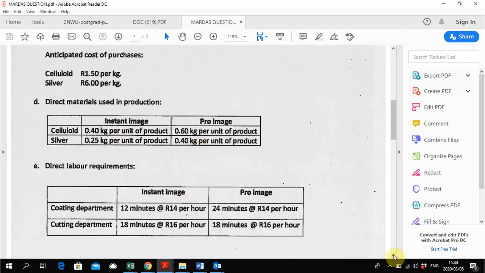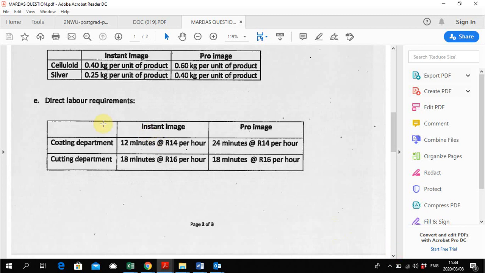Then there's also some direct labor requirements. There's two departments, a coating and a cutting department, and they've indicated to you now that it's minutes, but the rate is per hour. So for the Instant Image, for the coating department, we need 12 minutes at 14 Rand an hour. For the Pro Image, it's 24 minutes at 14 Rand an hour. For the cutting department, it's 18 minutes at 16 Rand and 18 minutes at 60 Rand for the Pro Image as well.